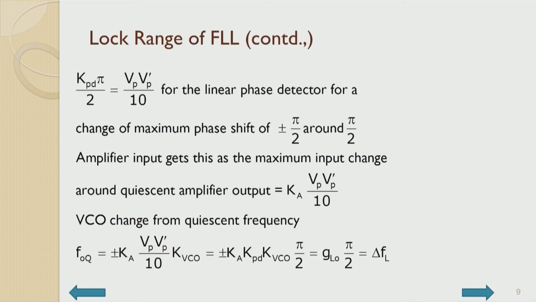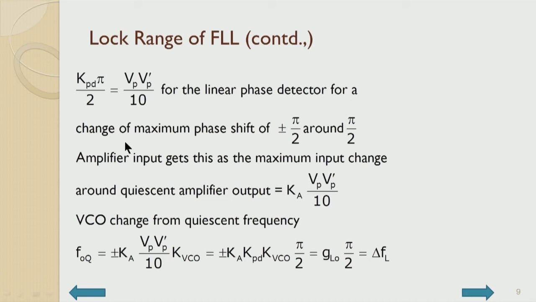So once again, KPD into pi by 2 is in our case VP dash by 10. If VP is the input incoming frequency magnitude sine wave, and VP dash is the output square wave. Both are assumed to be square wave because it is a linear phase detector we have assumed. So VP dash by 10 is the maximum value. So remember that the lock range depends upon the magnitude of VP dash.